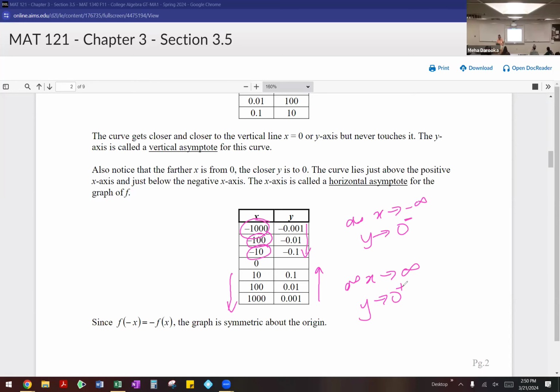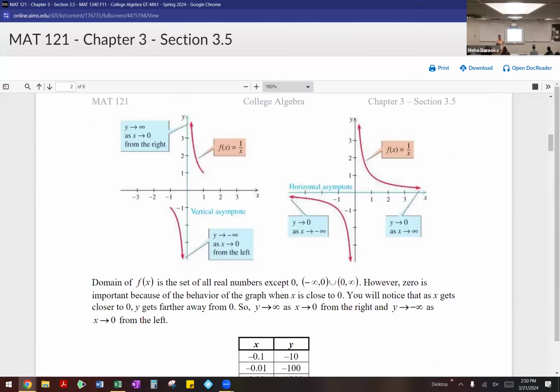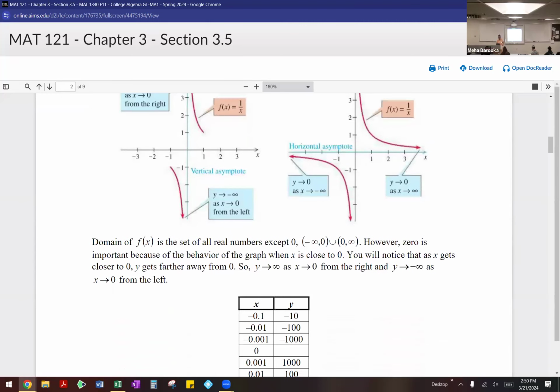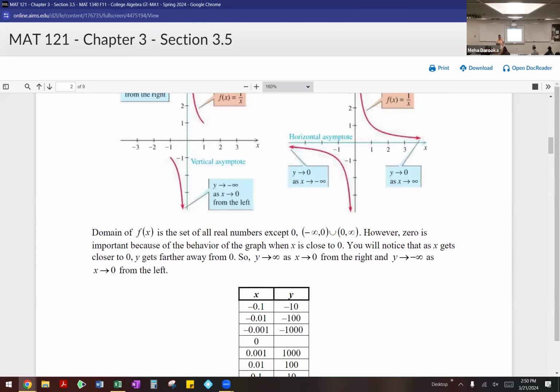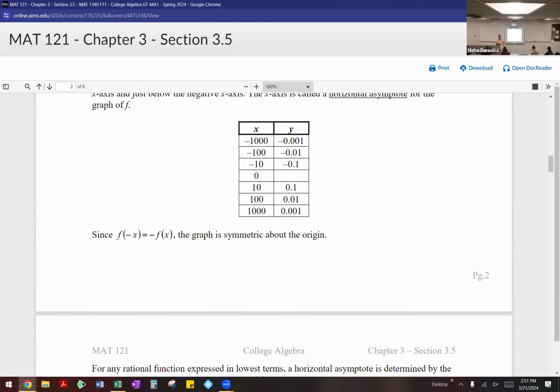So like I said, to find the vertical asymptote, it's the same place where your domain does not include the numbers for the denominator, but the horizontal asymptote is going to be a little bit of a different calculation. Okay, so I think I already talked about that.